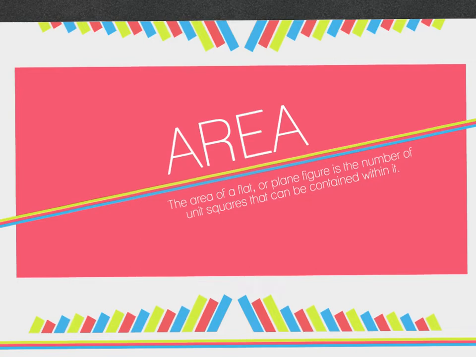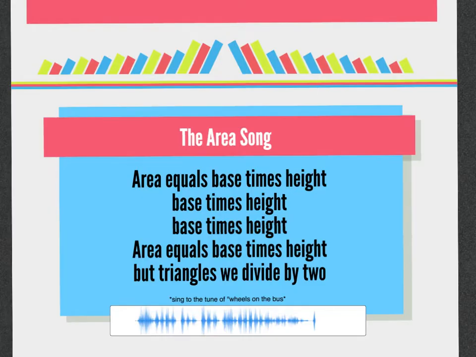Okay, today we're going to talk about area, and more specifically, the area of triangles. If we think back to our area song, and I'm going to play it for you in just a second, the lyrics go: area equals base times height, base times height, base times height. Area equals base times height, but triangles we divide by 2. That last line is going to be really important today because we're talking about triangles.